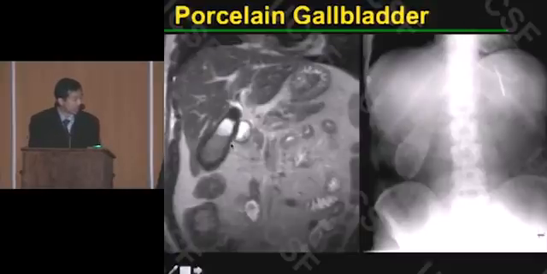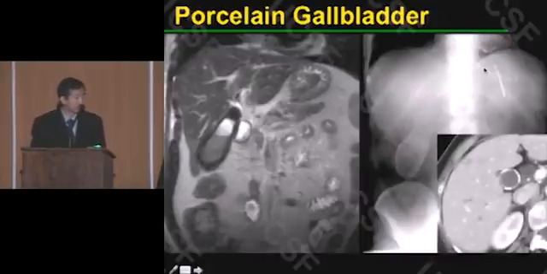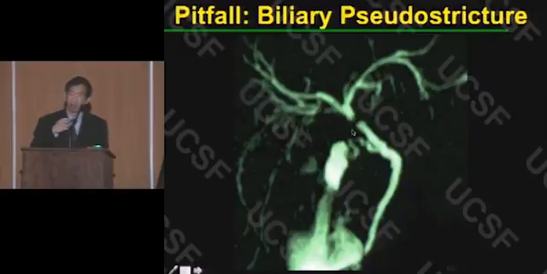But again, black is not always air at MR, and also air is quite difficult to see at MR, so stones and gas can be mistaken for each other and have to be looked at in context. CT, of course, is very easy to tell porcelain gallbladders from gas. Another pitfall is this. Here's a cholangiogram. We can see the small branches of the bile ducts, common hepatic duct. Oh, there's a black band, what looks like a stenosis across the common hepatic duct.